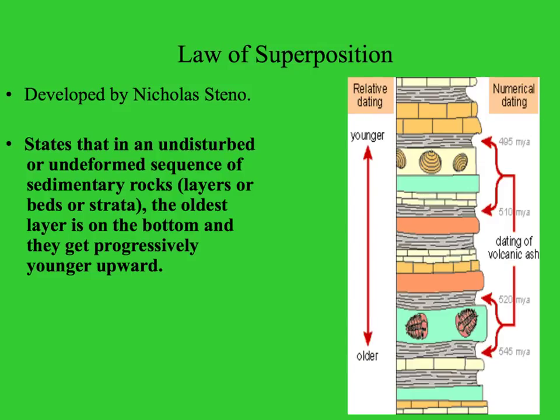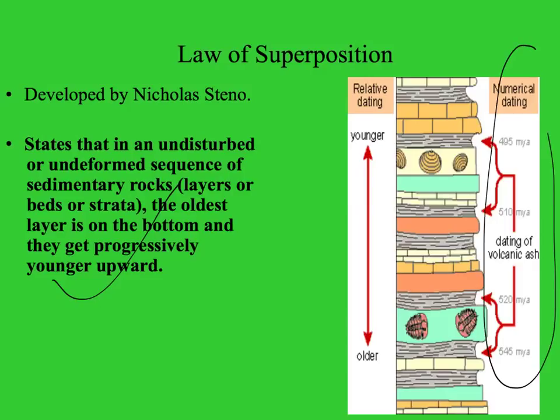The law of superposition was actually proposed by Nicholas Steno, and Nicholas Steno stated that a sequence of sedimentary layers that have not been disturbed. So if you can prove that the sedimentary layers have not been disturbed at all, then you can go ahead and apply his law of superposition, which says that the oldest layer is on the bottom and the layers get progressively younger as you go up. So over in the diagram on the right, we actually have absolute dating and relative dating.